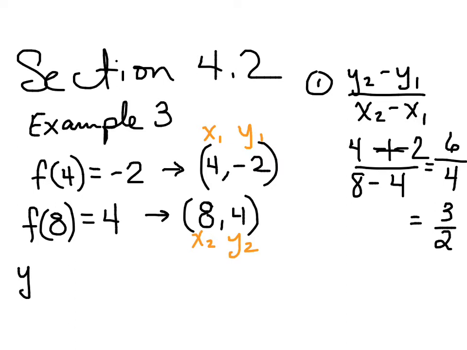So y minus, what's the y coordinate of the point that we're going to use? 4 equals 3/2, because that was the slope that you got, times x minus, what's the x coordinate of the ordered pair we're going to use? 8. Good.